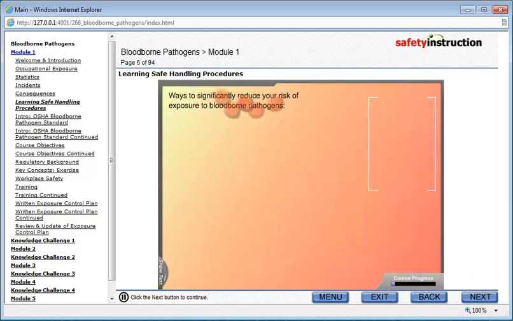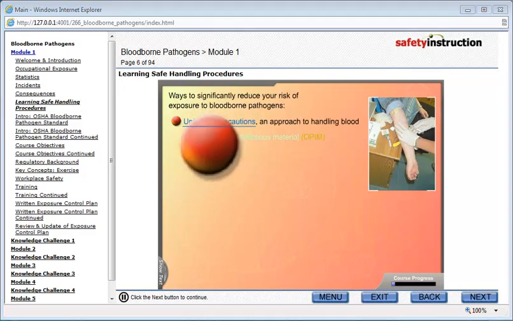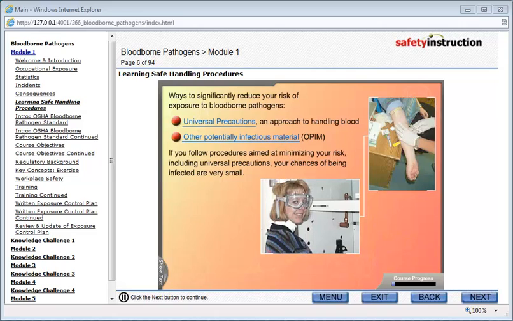It is important to know that there are ways to significantly reduce your risk of exposure to bloodborne pathogens. Universal precautions, an approach to handling blood and other potentially infectious material, OPIM, is one of the most important control strategies that you will learn about in this course. If you follow procedures aimed at minimizing your risk, including universal precautions, your chances of being infected are very small. The information provided in this course will help you to reduce your risk of infection by bloodborne pathogens.